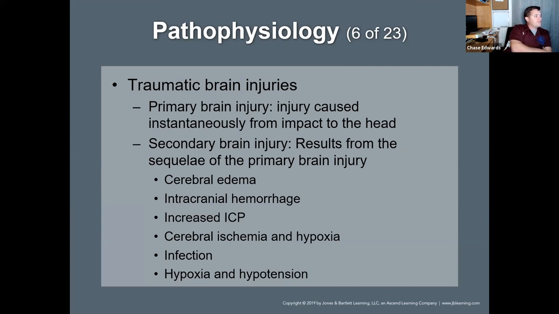All right, so TBI or traumatic brain injuries are classified into two broad categories. You have the primary direct injury and then the secondary indirect injury. The primary brain injury is the injury to the brain and its associated structures that results instantaneously from the impact to the head. Secondary brain injuries result from the sequelae of the primary brain injury, including the list shown here. Secondary brain injury can occur anywhere from a few minutes to several days following the initial injury itself.